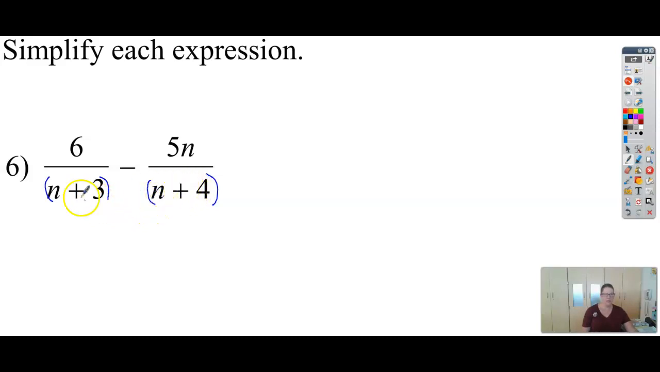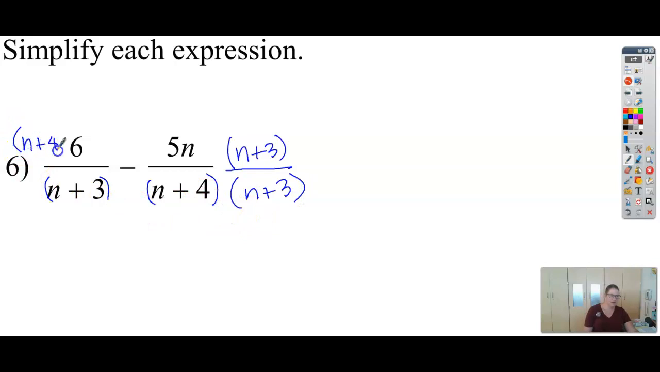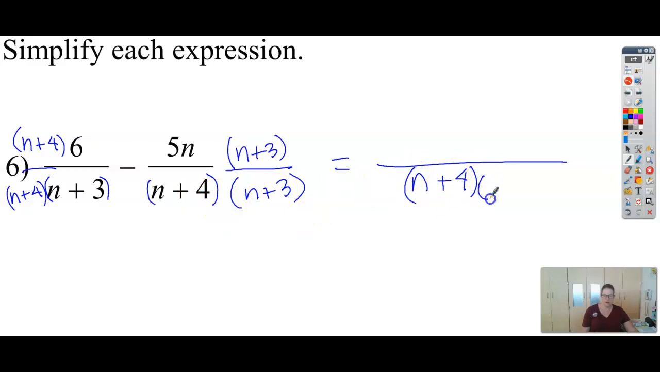So in this case, because there's nothing common in the two denominators, I'm just going to have to multiply each side of this by the other or the opposite denominator. So this one's going to get multiplied by n plus 4 over n plus 4, and the other one n plus 3 over n plus 3. Now on my denominator, I do not need to FOIL this out or distribute this out and multiply it together. I can just leave it as n plus 4 times n plus 3. You don't need to go to the work to get that all multiplied together. This is my common denominator.